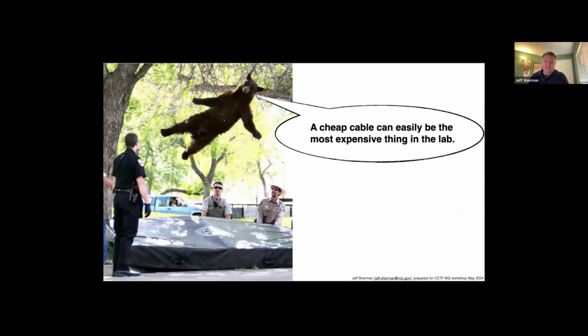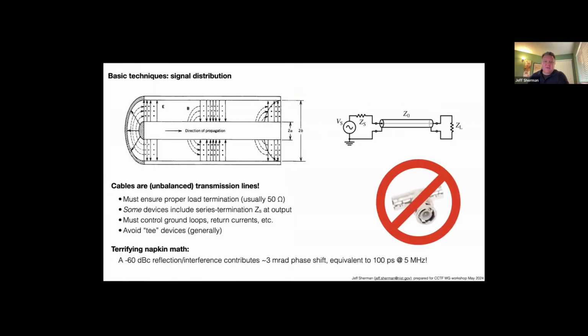Here's the falling bear with the first bit of advice, that a cheap cable can easily become the most expensive thing in the lab, because in our experience, they tend not to fail completely. They fail in sort of a half working state, making it very difficult to diagnose problems, and they can sit causing chaos for months and months before you identify just what's going wrong. So it's important to get these cables built nicely.